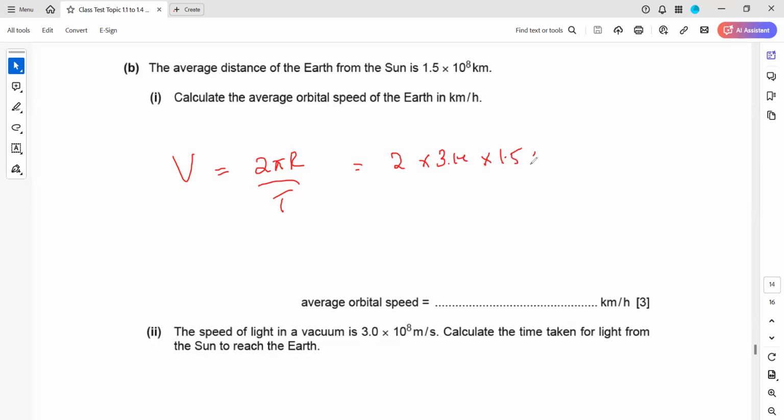The radius will be 1.5 into 10 to the power 8 kilometer. But to move around the sun, it takes 365 days, and we have to convert into hours. The 365 days we multiply by 24, that will convert into hours. So when we simplify, about 110,000 kilometer per hour, that will be the orbital speed.